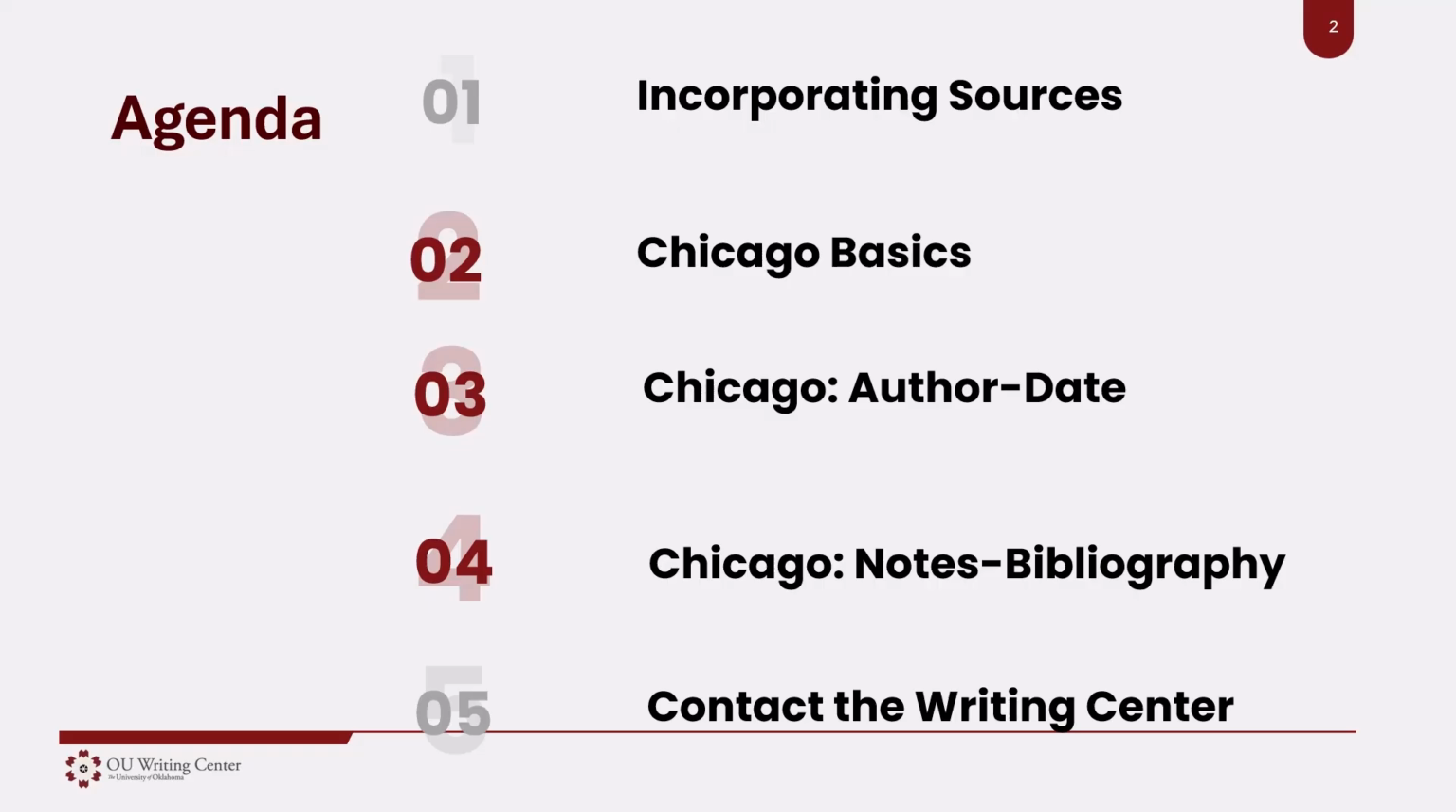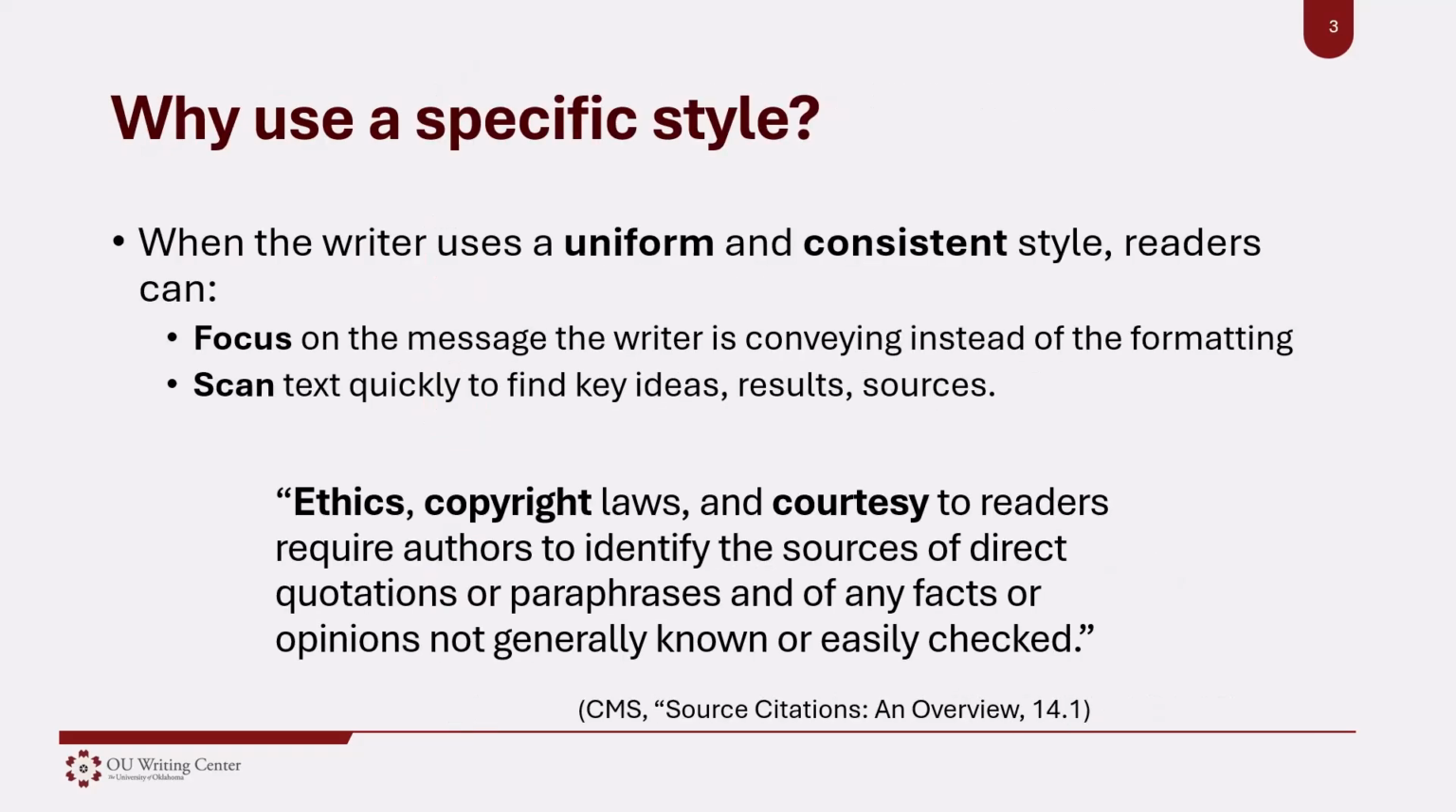Let's begin. First off, why is it important to use a specific citation style? When using Chicago Manual Style for an assignment, you may feel like your professor is making you jump through hoops for no reason. However, Chicago Style and style guides like it have a practical use. They encourage the writer to use a uniform and consistent style which helps readers focus on the message the writer is conveying. It also helps them quickly scan text to find key ideas, results, and sources.